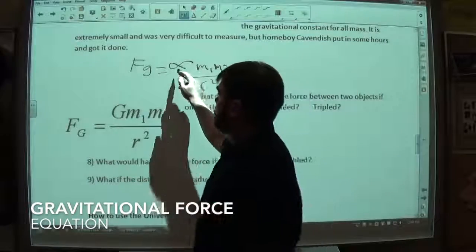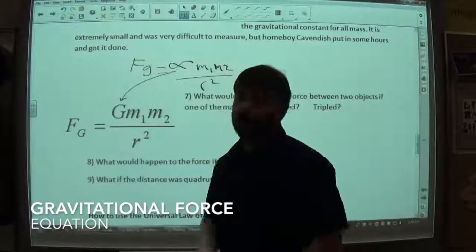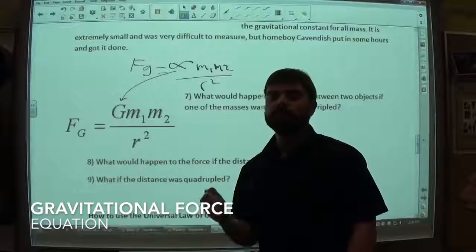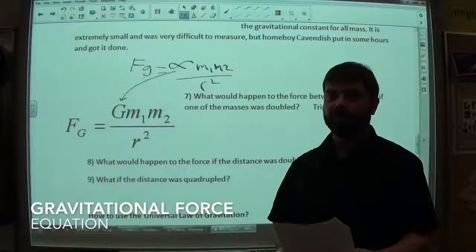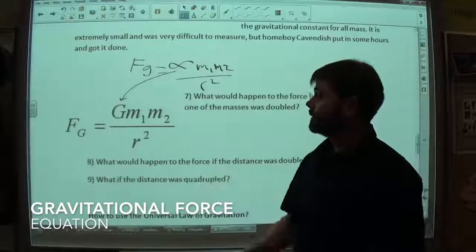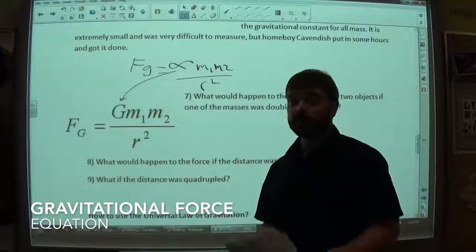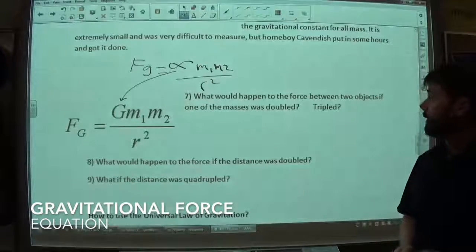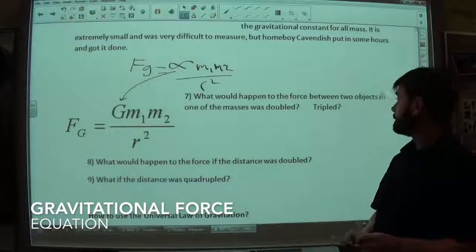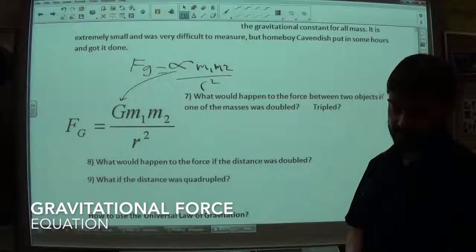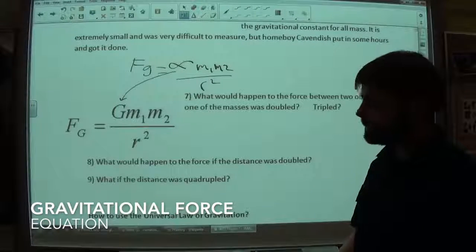Cavendish discovered what this proportional gravitational constant was. We were able to actually calculate in newtons what force would be applied between planets based upon their mass and their distance. So we'll ask a couple of simple questions looking at this equation as a whole. Question number 7 is asking what would happen to the force between two objects if one of the masses was doubled, and what would happen to the force if the mass was tripled.